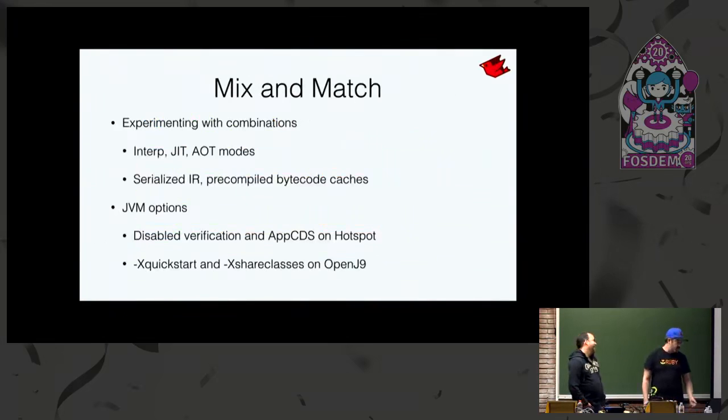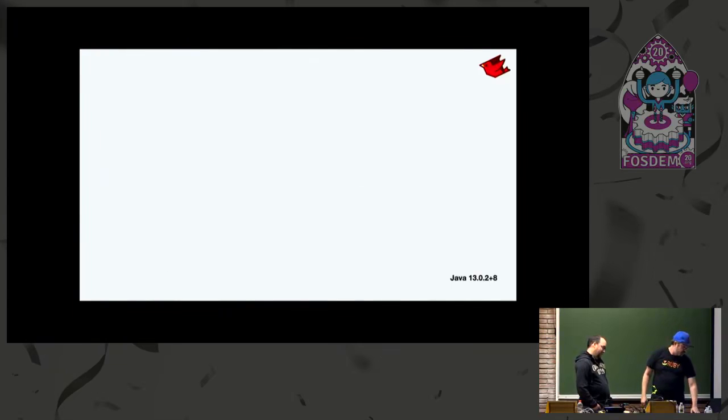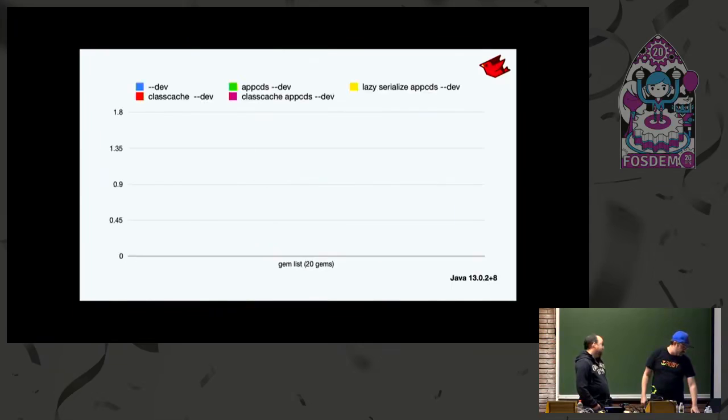Okay, so all of these things combined, we've been playing with interpreter modes and JIT and AOT, and then there's all these JVM flags that are coming up and other options. So we wanted to try and assemble a bunch of these together just to see what the best startup we could get with all of our current tricks. So here, this is gem list with just 20 gems, so a fairly small Ruby command running.